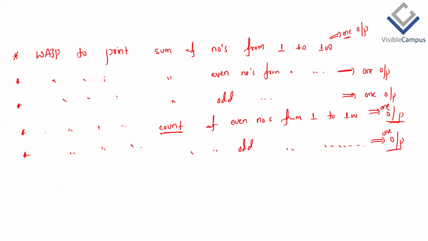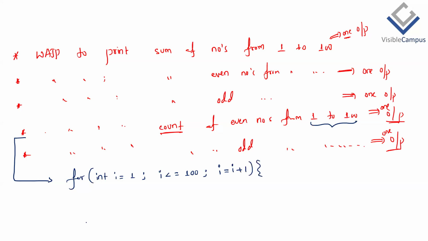So for that, count of even numbers from 1 to 100. For this, we are writing the code. First, tell me how do you generate the numbers from 1 to 100? For loop: int i equals 1 to start with, then i less than or equals 100, then i equals i plus 1. Is anybody writing i plus plus? Then we'll move to the i plus plus concept later.